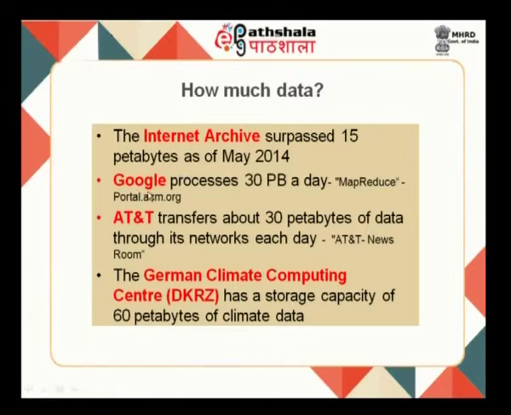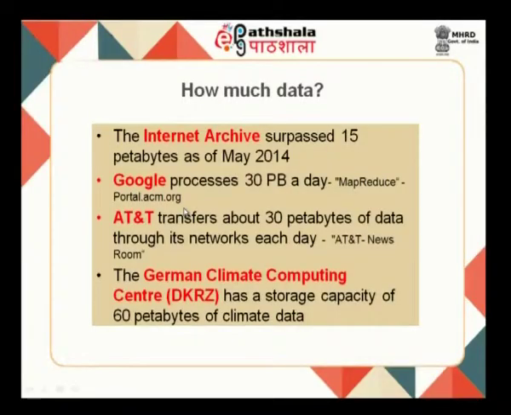Now, with respect to Google, Google is one of the largest search engine giants. Google encounters a lot of query streams and it has to provide answers to those queries. So, Google actually processes 30 petabytes of data on a daily basis, and this information has been published in an article titled MapReduce in portal.acm.org.